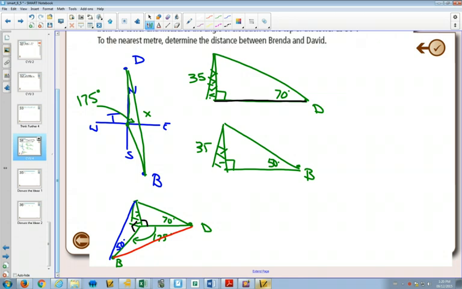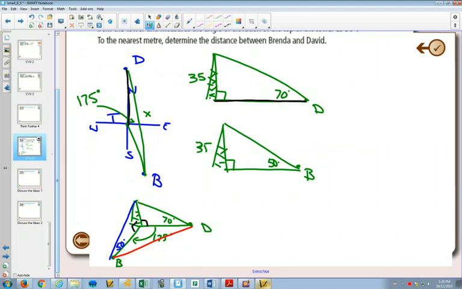Now the important thing about that length: can you see that this length here is the same as this length on the diagram? From the top view down, this is the distance that David is from the tower. And on our top view, here's our tower, and there's David.